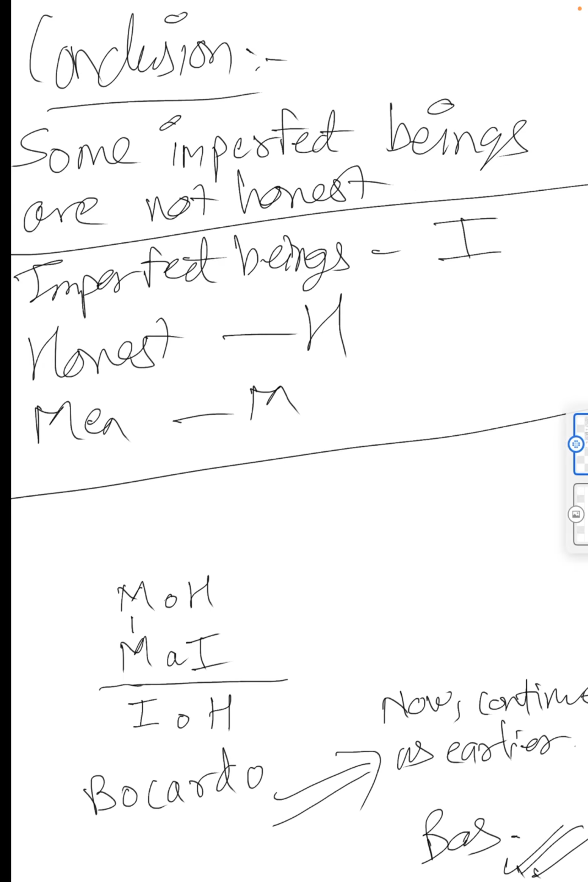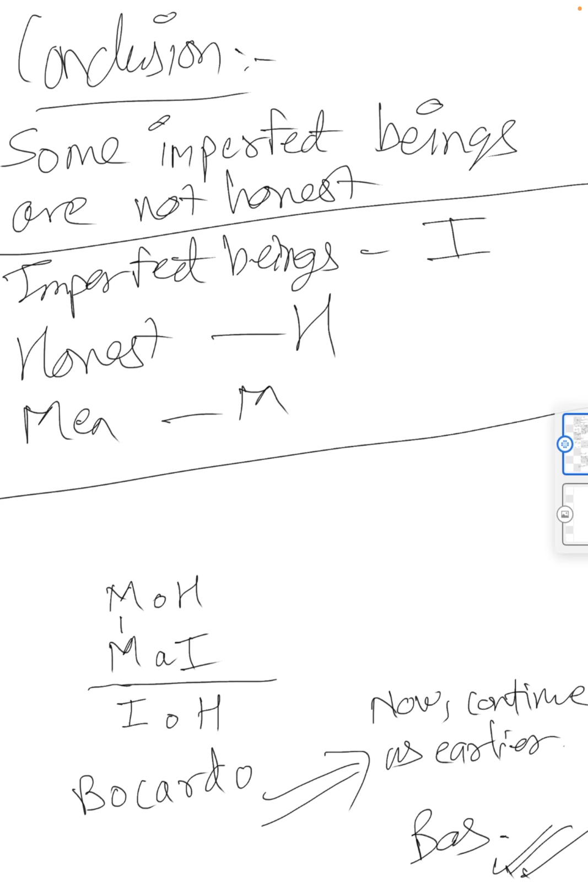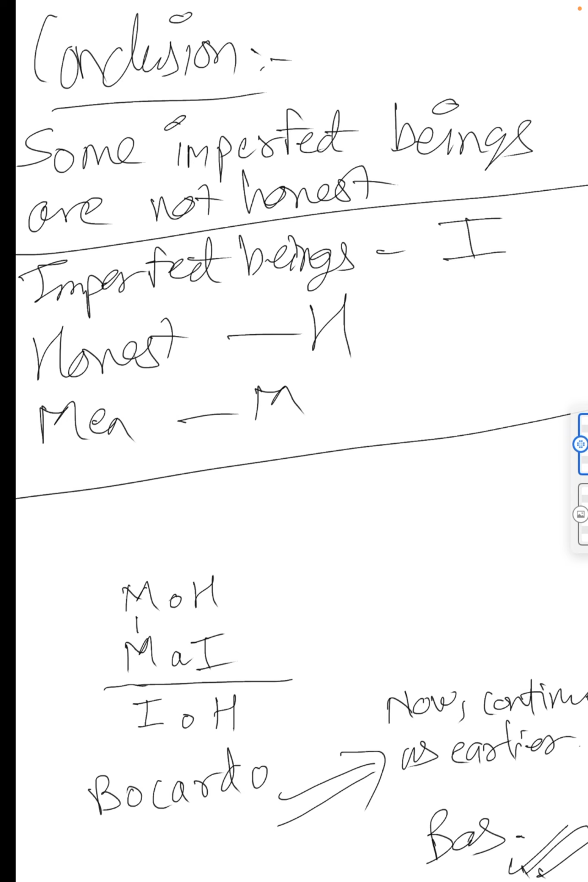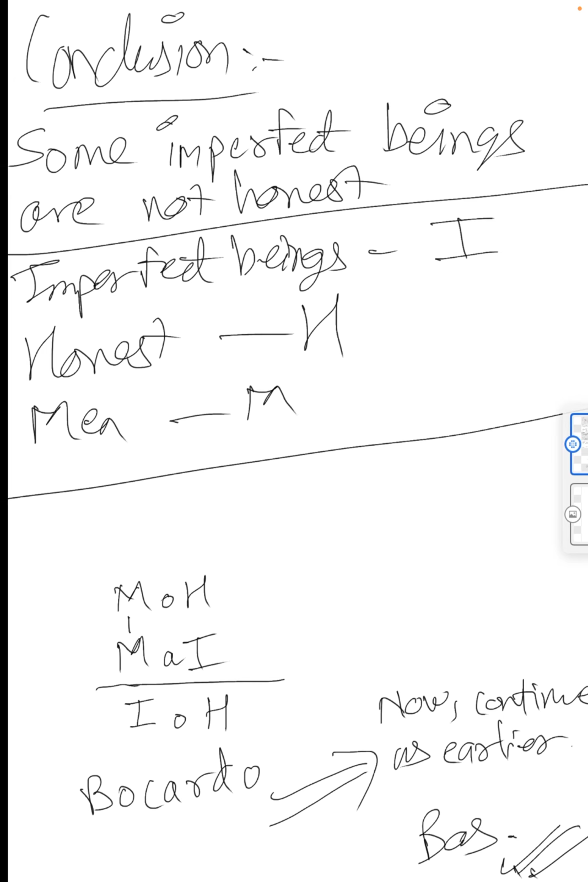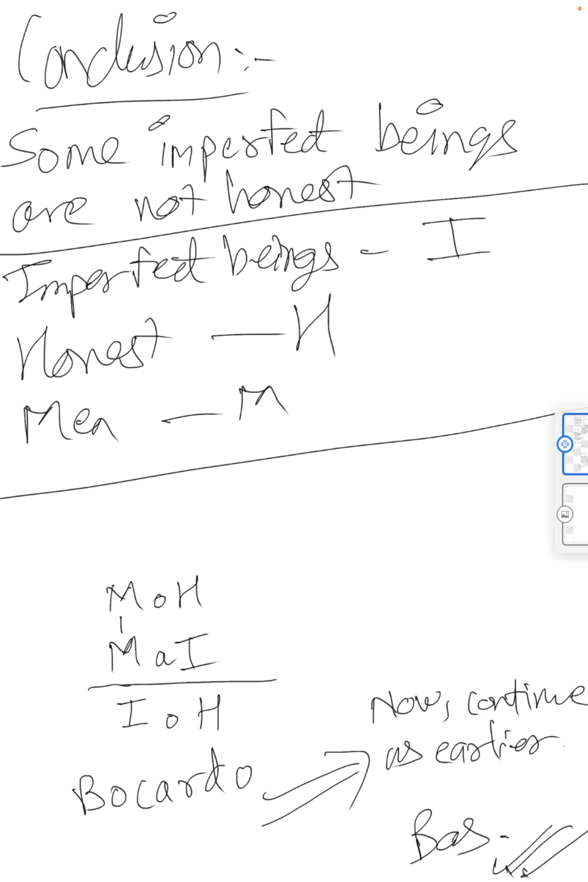So what is the step? You always go for the conclusion first. Some imperfect beings are not honest is the conclusion. Now I'm denoting imperfect beings with I, honest with H, and men with M. So my conclusion will be IOH: some imperfect beings are not honest. So I and H, and the proposition is O.